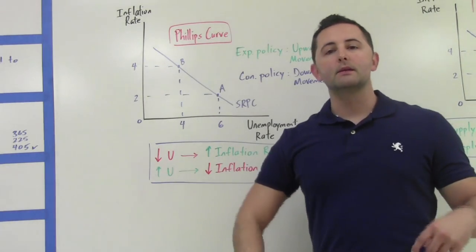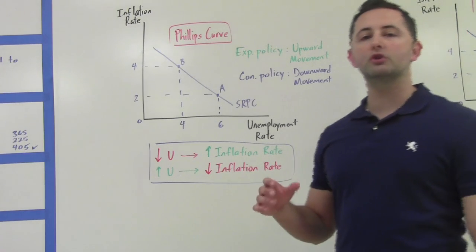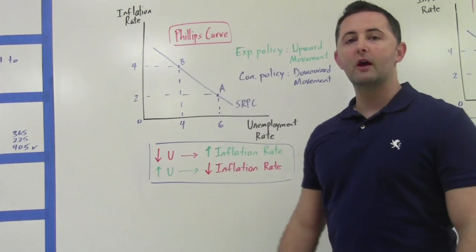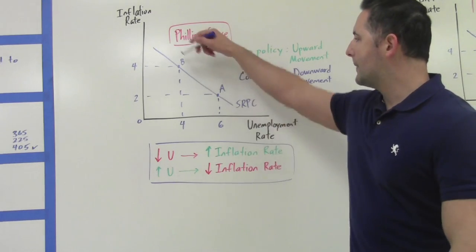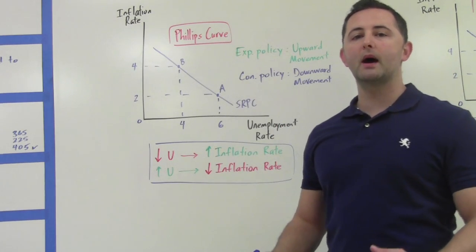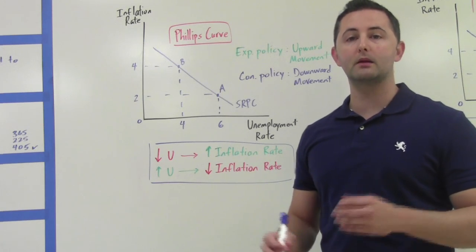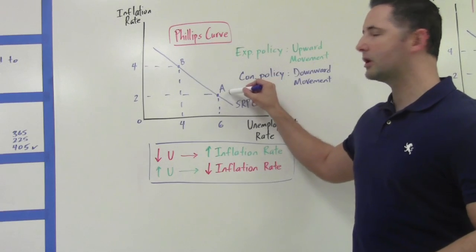So the idea is this: the government, by their fiscal or monetary policies, by having expansionary or contractionary policies, can move us along this curve. I don't think there's a place in your notes for you to write it, but make a note somewhere that a movement along the SRPC is caused by fiscal or monetary policy, so by government policies.